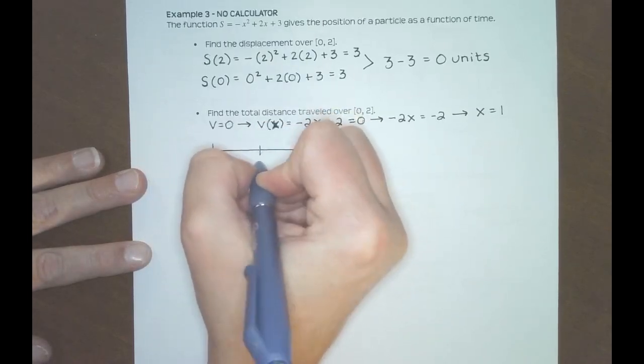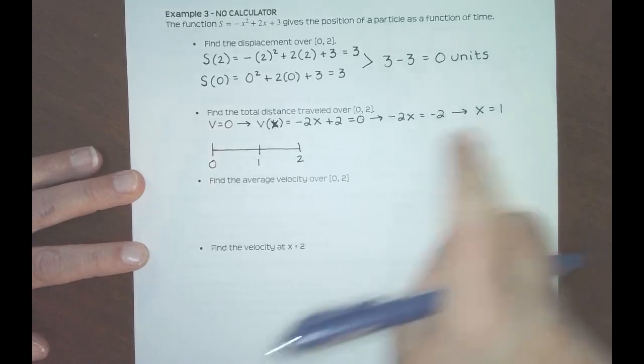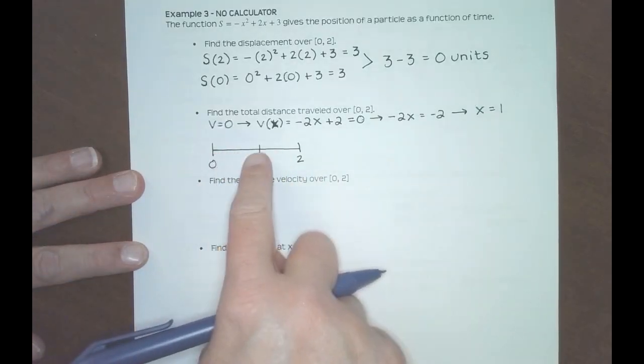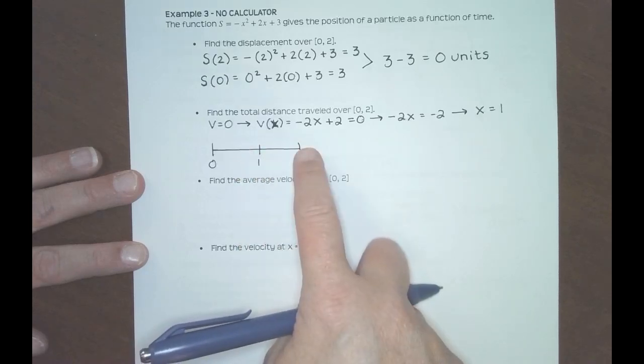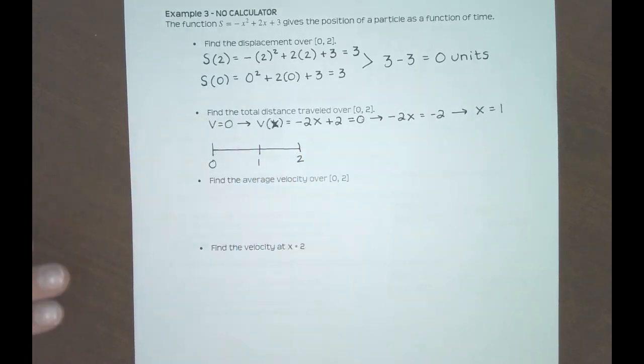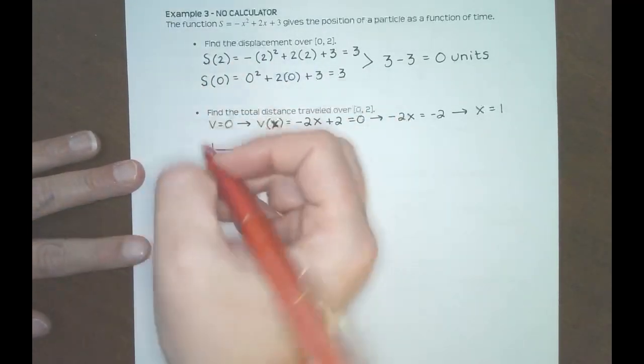And I'm going to put a dividing line in here at 1 because that's where this thing is changing direction. So what I need to know is how far did this travel from 0 to 1? And how far did this travel from 1 to 2? Okay, so I already know my position at 2 and at 0.